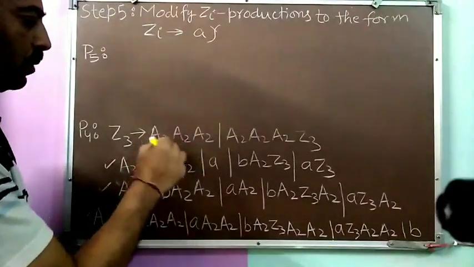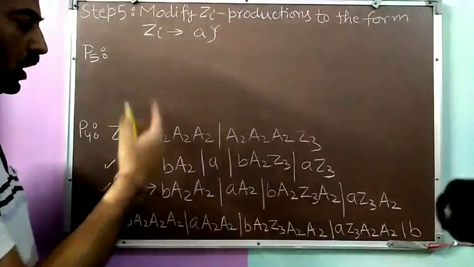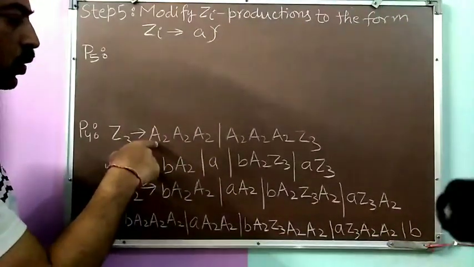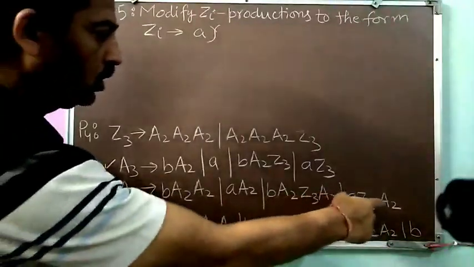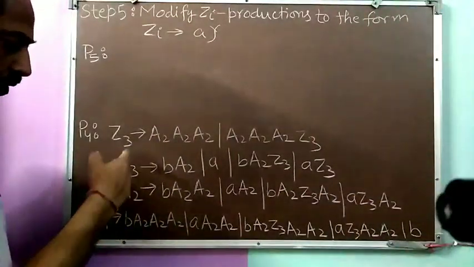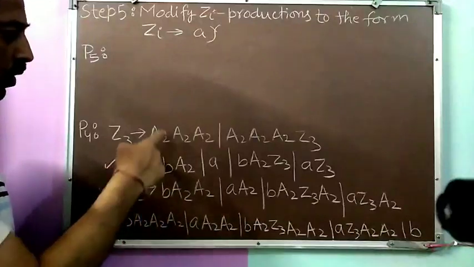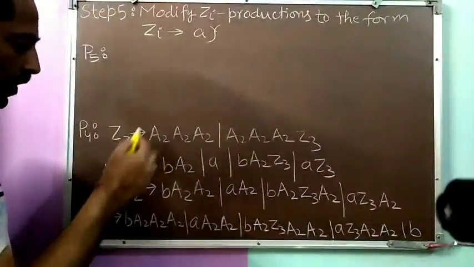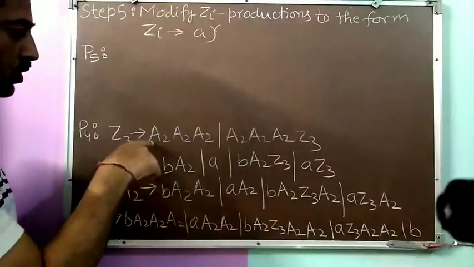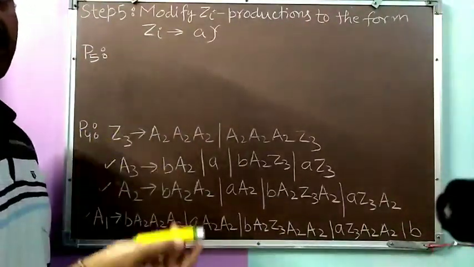When we remove this variable A2, we will be using lemma 1 and the values of A2, that is, the productions of A2. All productions of A2, because it is a variable which we have already converted into the required form. So all productions of A2 start with a terminal. So when we replace their value here, Z3 will also start with a terminal.